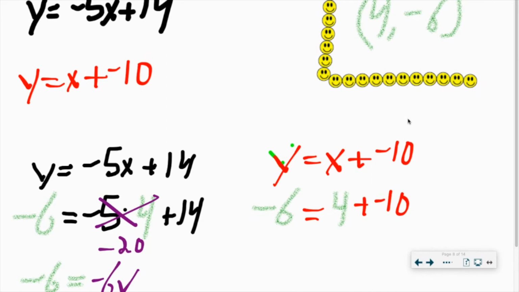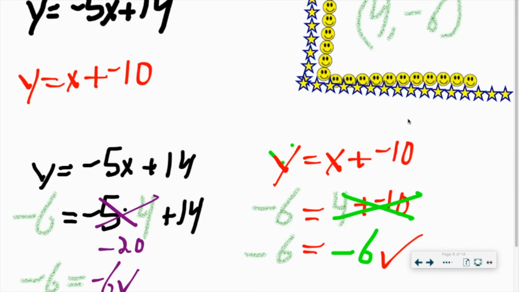Does that work out? Which I showed you on the last one already as we're simplifying. 4 plus a negative 10 gives me a negative 6. Is negative 6 equal to negative 6? Does that give us a truth statement? It does. So we were correct. It did come out. So this is our final answer, stars and smiley faces.